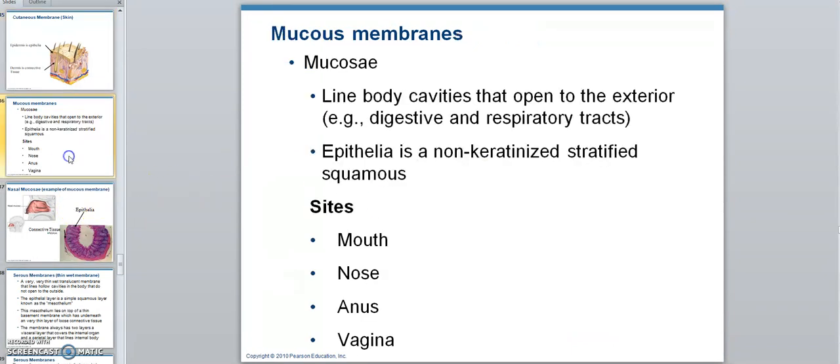However, on a mucous membrane, I do want water to come to the top. Why? Because the cells secrete mucin. Remember? Mucin is not mucus. The mucin would go to the top and have to mix with water. So you need water. So you want a non-keratinized stratified squamous. And then the water can leak up and mix with the mucin.